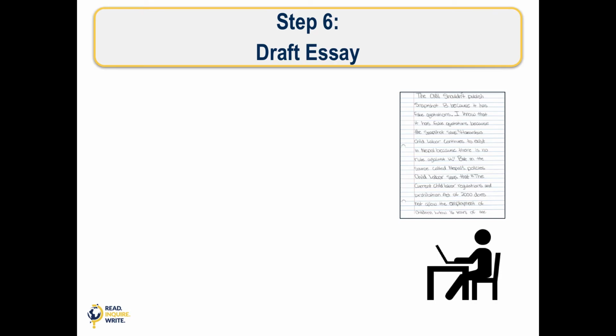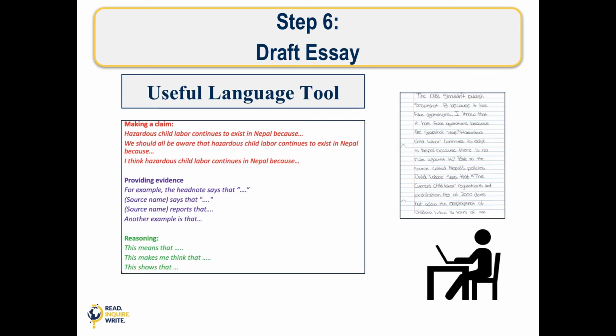Then in step 6, you're ready to write your letter and respond to the central question, why does hazardous child labor continue to exist in Nepal? Be sure to use the sources you have read to write your response and make the strongest argument. We know it's sometimes difficult to start writing. That's why we also include a useful language tool. You can look at this tool to choose from examples of how to start your claim, evidence, and reasoning.